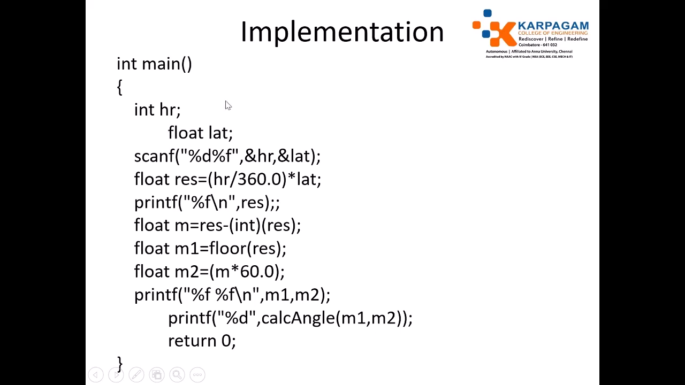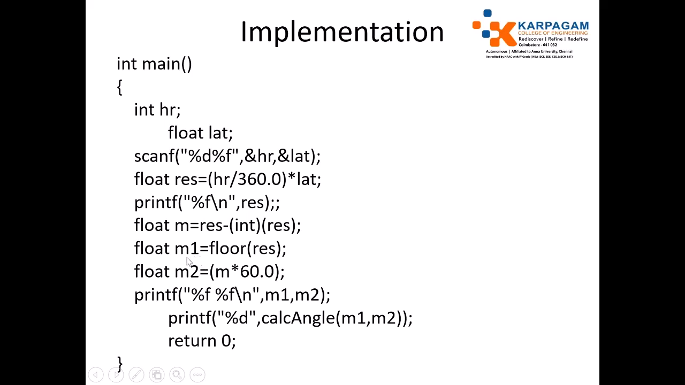So for implementing this problem, just get the hour value and longitude value, and apply the formula hour divided by 360 into longitude, and store that in the result variable. Next, for example, for input 20 and 82.5, you will get 5.5, no? From this you need to get the 5 separately and 0.5 separately, to find the hour angle and minute angle values.